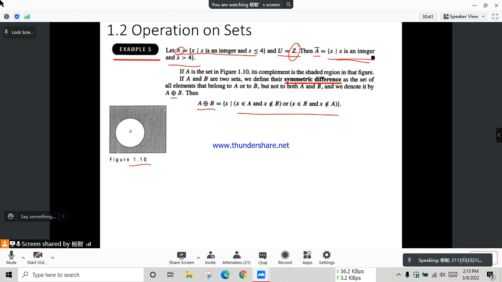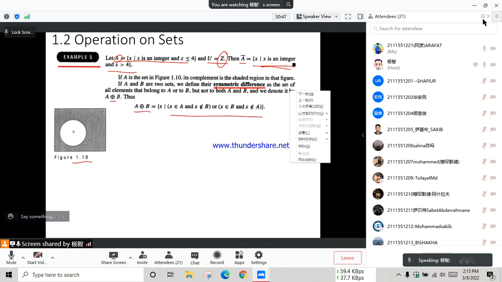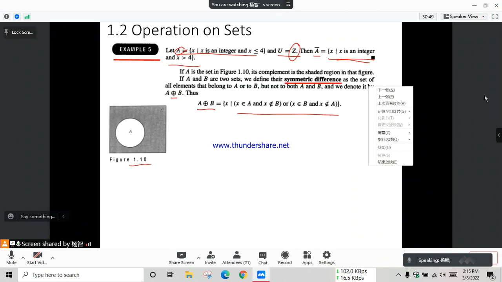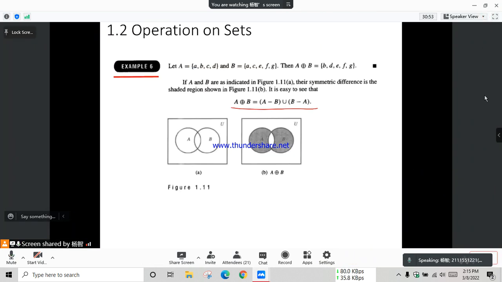I think this expression may be difficult to understand, so we have another way to express this that may be easier.